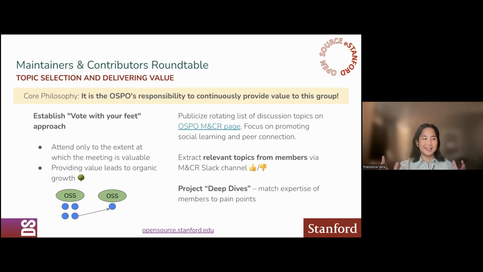And actually, in part inspired by the Curious Deep Dives, we always open the door to project deep dives where members who are working on something in particular can come and go deep into their project, and we try to match them to the expertise of other members of the MNCR who would be able to address some of their pain points or some of the topics discussed in the project deep dives. So I guess thank you, Curious, for the inspiration in part for that as well.